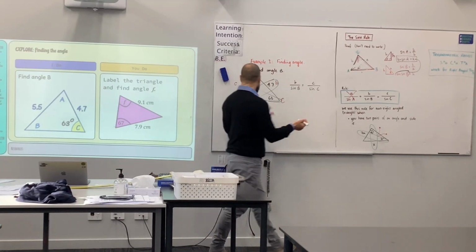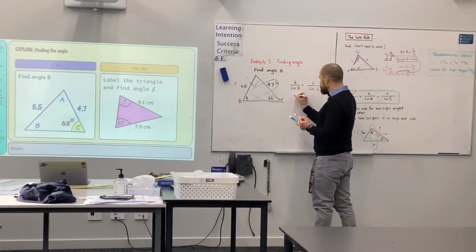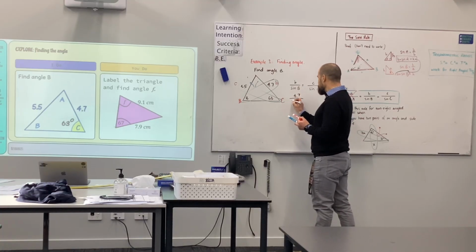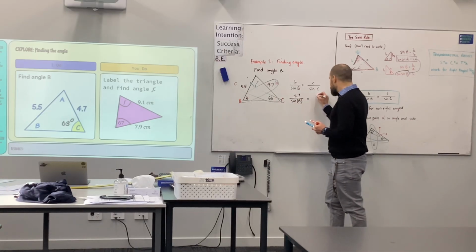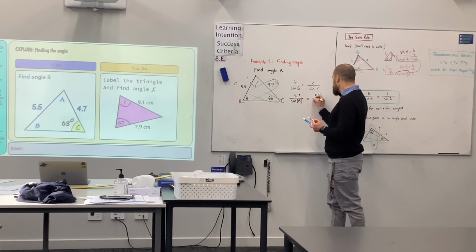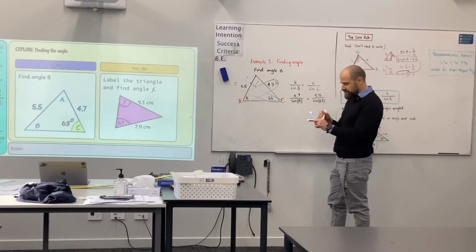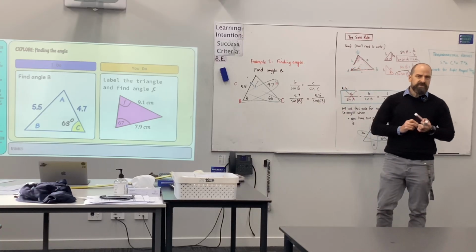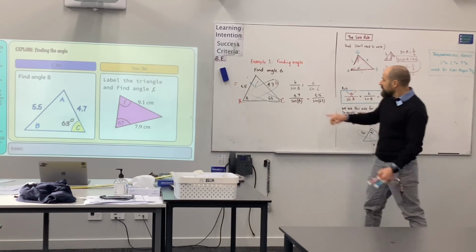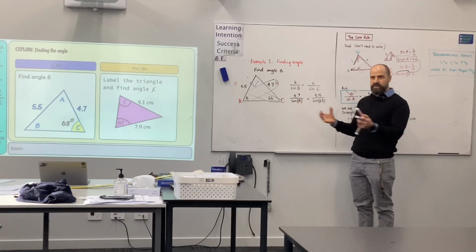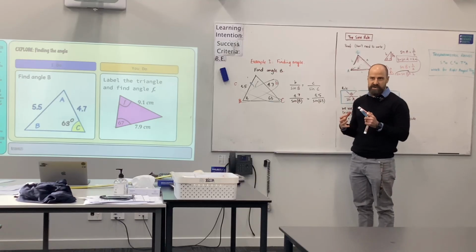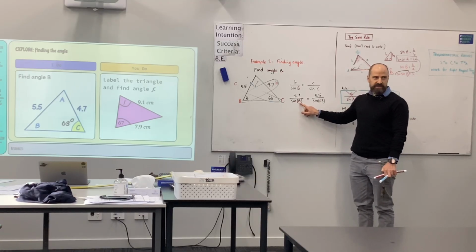Substitute in our numbers. So side b is 4.7. Angle B, we don't know. Side c is 5.5. Angle C is 63. So this time my equation looks a fair bit different to before. My unknown is on the bottom line and it's also tucked inside these brackets next to sine. So we're trying to get B by itself. We're trying to work out what B is.